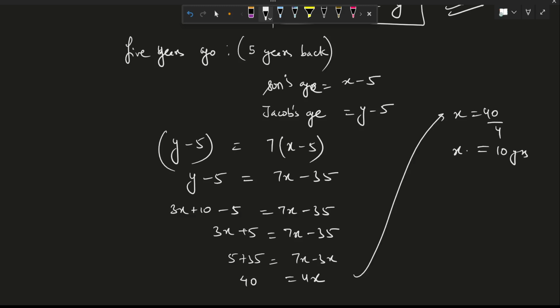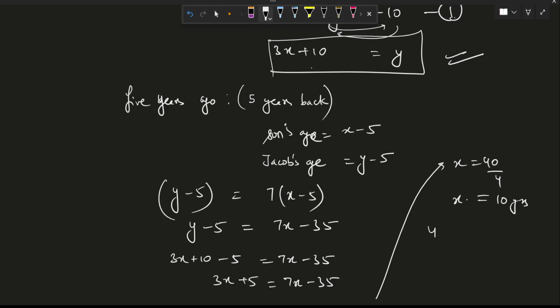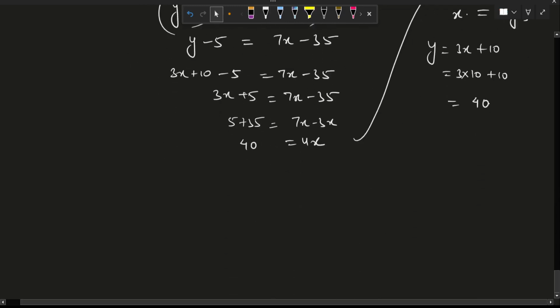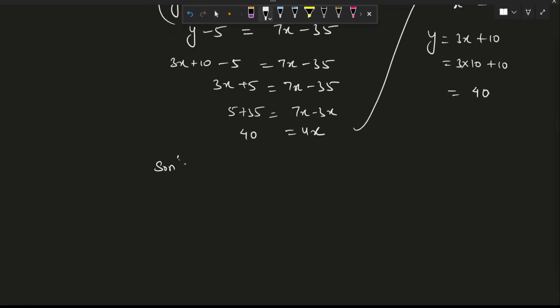So your son is 10 years. So what is Jacob's age here? What was the relationship? Y is 3x plus 10. So 3 into 10 plus 10. 30 plus 10 is 40. So the son's present age is 10 years and Jacob's present age is 40 years.